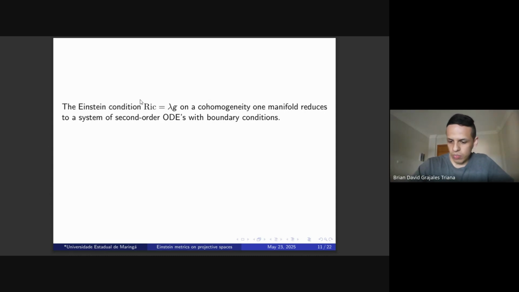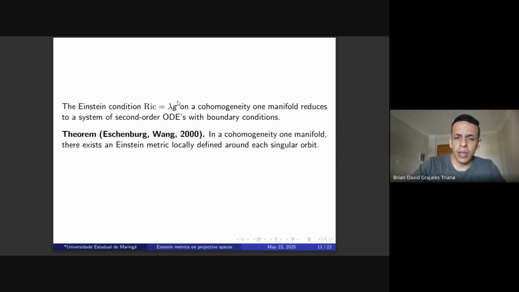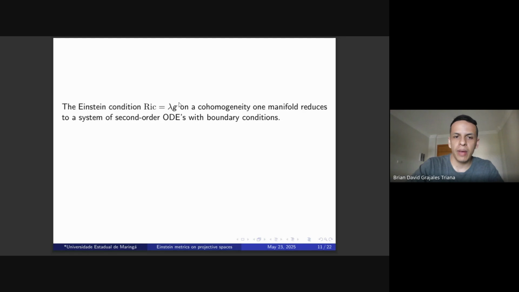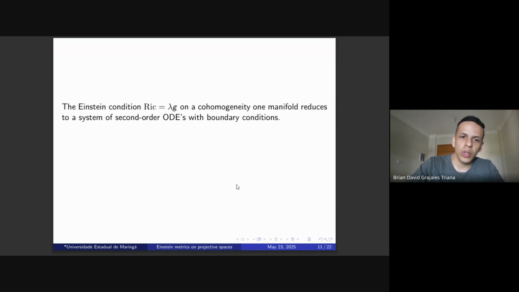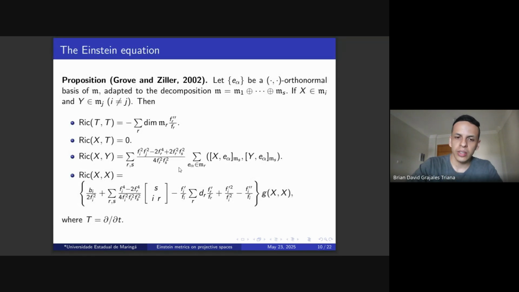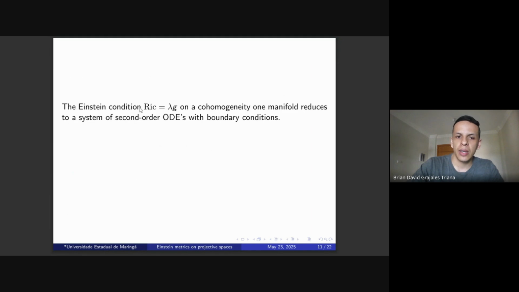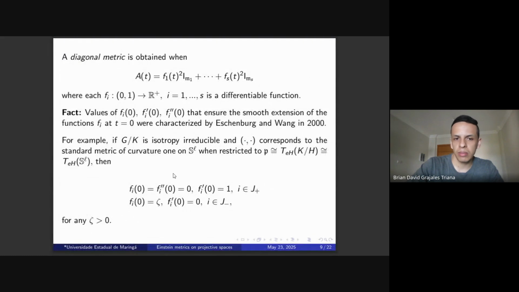So the thing is that we have the Ricci curvature. We can write this equation because we have the Ricci tensor and we have the metric. If you see here, all of these terms contain the functions f_i, their derivatives and their second derivatives. So from these formulas you can see that for cohomogeneity one manifolds, this condition reduces to a system of second order ODEs. And the boundary conditions are the ones provided by Eschenburg and Wang.